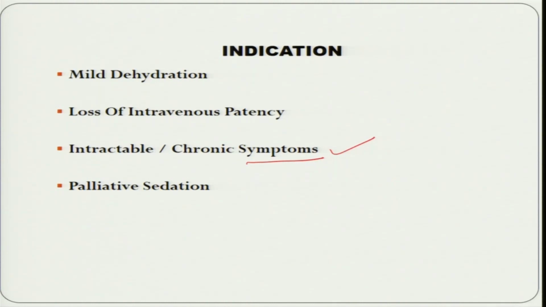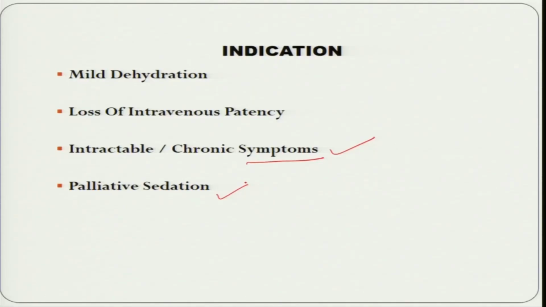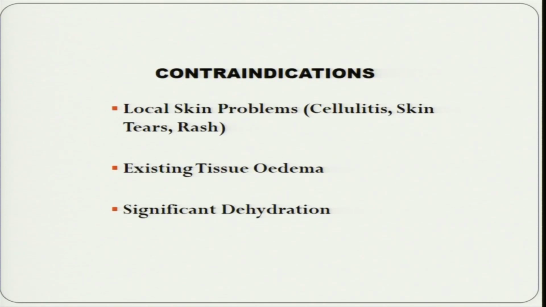At the end of life, palliative sedation, suppose the patient is dying in severe pain or delirium and his veins are collapsed, he is in hypotension or shock, extremities are cold clammy, you cannot find a vein. In that case, you can give your drugs through subcutaneous route.